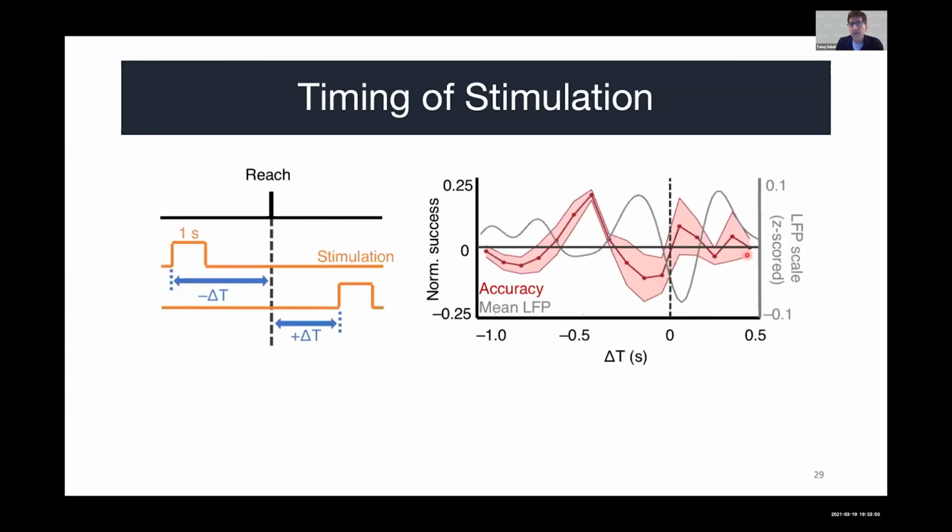And then we also wanted to see the effect of timing of stimulation. So in this case, the stimulation was 1 second long, and the onset of the stimulation had a certain temporal delay from reaching. And what we saw was that the stimulation onset was really, really critical when it was at least half a second before the movement began.